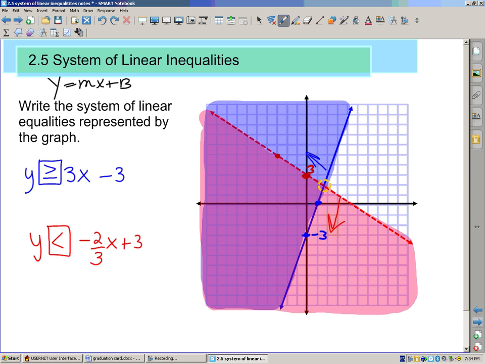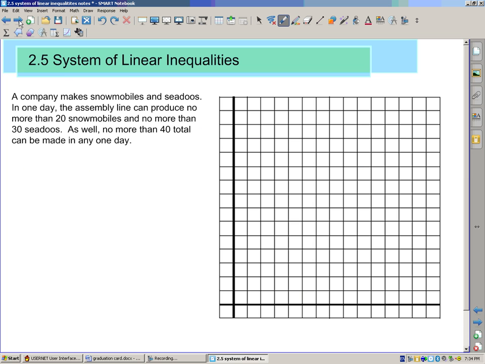You're going to see a question like that. I like these work backwards type questions. Here's the word problem. A company makes snowmobiles and sea-doos. They're very similar, so it makes sense. One's a winter season, one's a summer season. In one day, the assembly line can produce no more than 20 snowmobiles and no more than 30 sea-doos. As well, no more than 40 total can be made in one day.